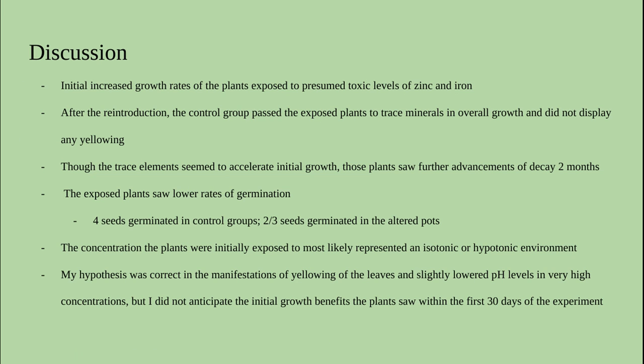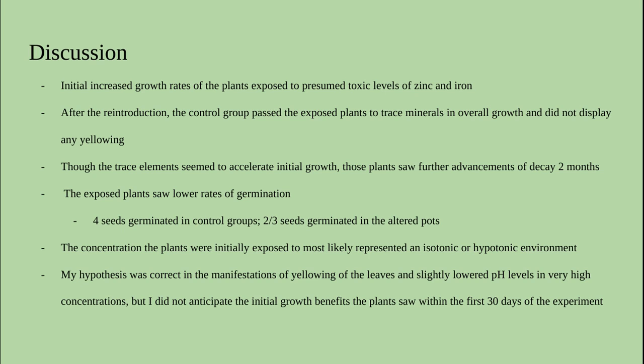So as you can see, we initially saw increased rates of growth in the plants that were exposed to presumed toxic levels of iron and zinc. But after the reintroduction on the 30th day, that is when the control group passed the exposed plants in growth, and the control did not display any yellowing. It is also worth noting that in the control groups all 4 seeds germinated, while only 2 to 3 seeds in the altered pots germinated.